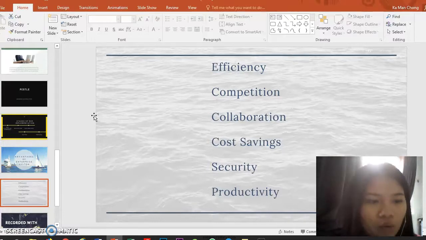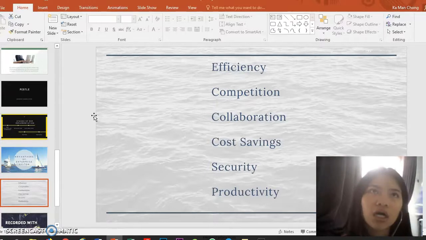The next one will be security. Security can be seen in that the data keyed into ERP is safer and it could reduce the percentage of losing data.